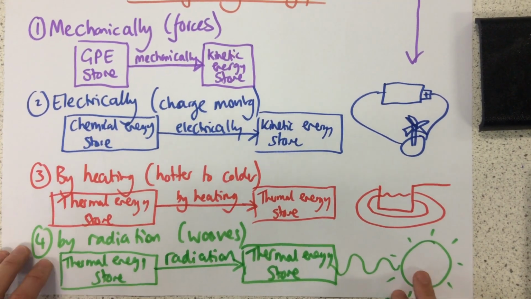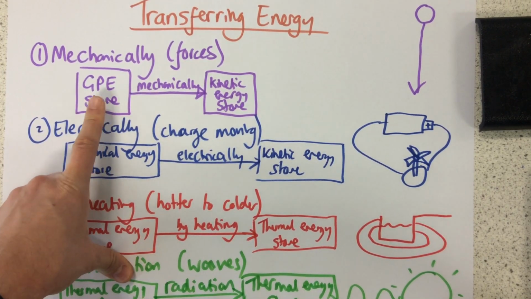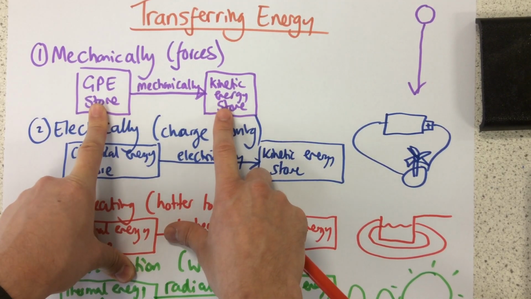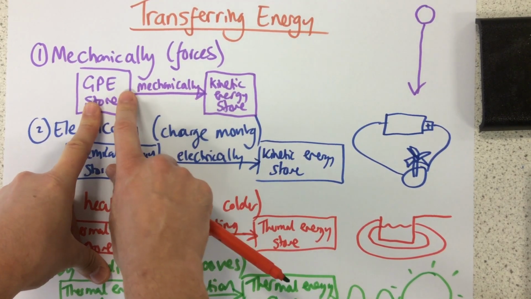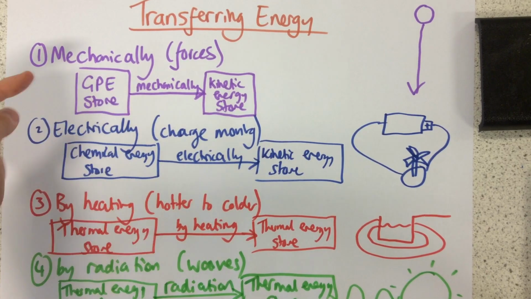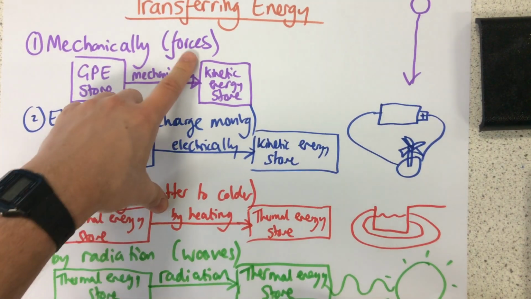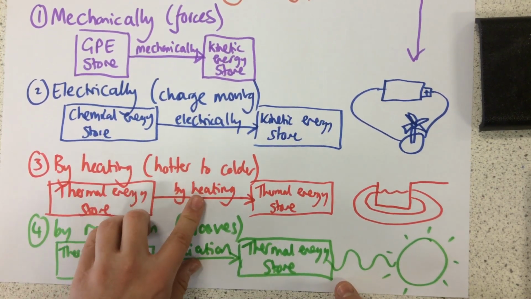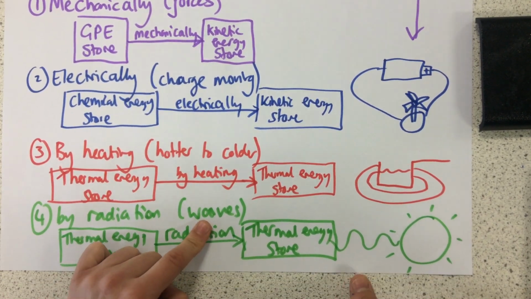So, just to summarise, whenever you're showing energy transfers, you always start off by writing one store, the starting store, and putting it in a box, and you write the finishing store, where the energy ends up, in another box. What you then need to do is draw an arrow between the two boxes to show the energy has started off here and it's ended up over here. And above the arrow, you need to write mechanically, if it's to do with forces, electrically, if there's a charge moving, by heating, if there's energy moving from hotter to colder, or radiation, if waves are involved.